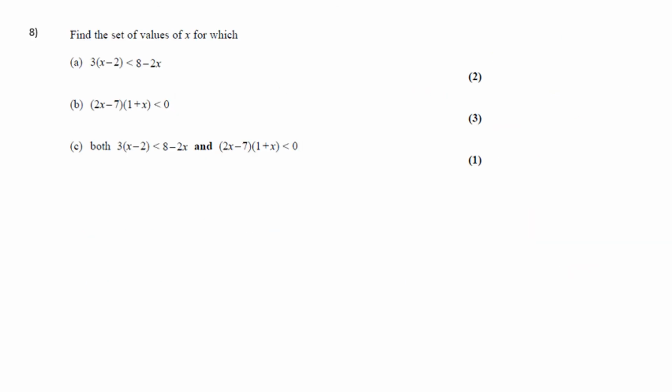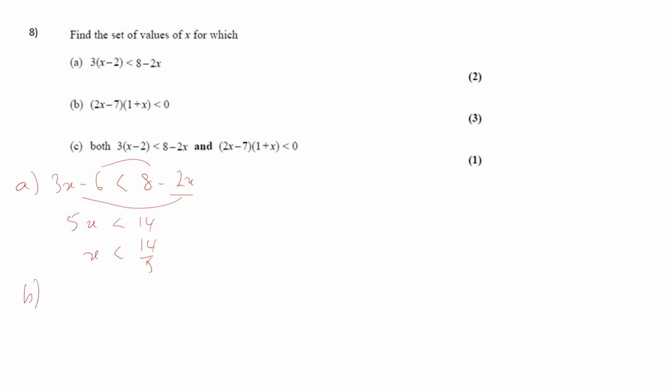Last question. Set of values for which 3 bracket x minus 2 is less than 8 minus 2x. So expand the brackets. 3x minus 6 is less than 8 minus 2x. Bring the 2x from there over to here. That's going to be adding, so that's 5x. And bring the minus 6 from the left to the right. So that's going to be less than 14. So x is less than 14 over 5. You can write that as 2.8 if you wish, but 14 over 5 is quite adequate.